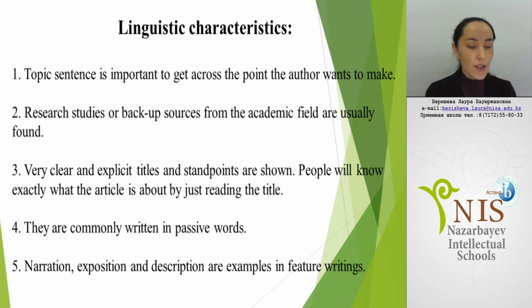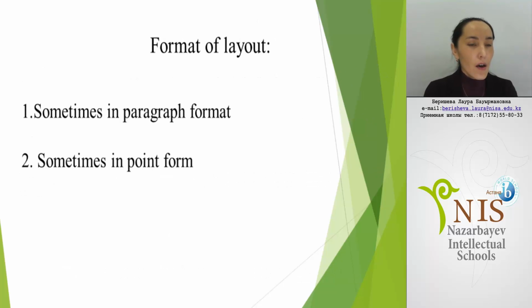So, usually when you write an article, you probably need to narrate some of the parts, or you need to describe certain characteristics of the things that you are reporting in your newspaper article. Format of layout. Usually they happen in paragraph format, or they can be in point form. Mostly we can see them in paragraph format, and each of the paragraphs in a newspaper article has its own function. Which means that each new paragraph introduces a new argument to the article, and the people writing articles need to be really careful about not expanding their paragraphs too much, because newspaper articles need to be really short but informative.